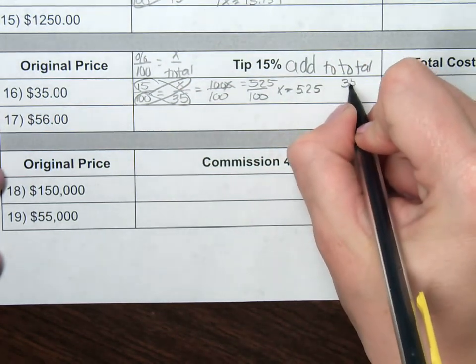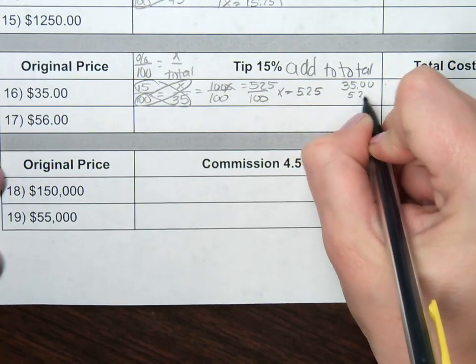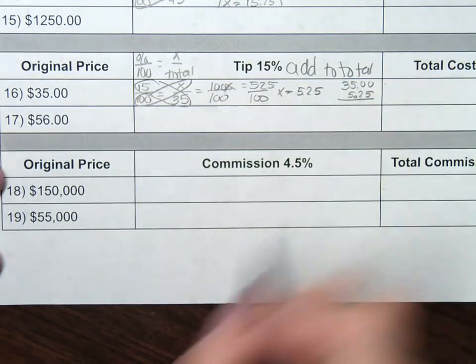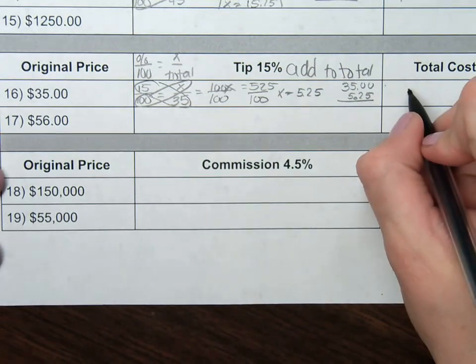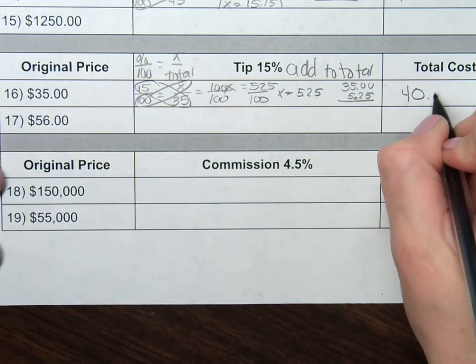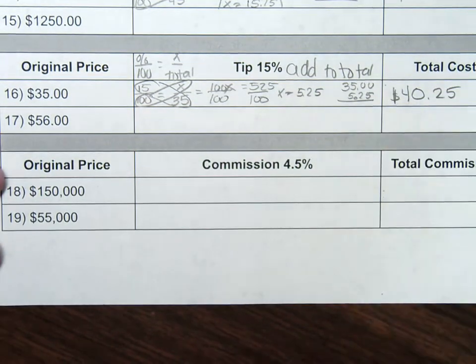But we need to add that to the $35. And remember to line up your decimals. And that's going to give me $40.25 for my total bill.